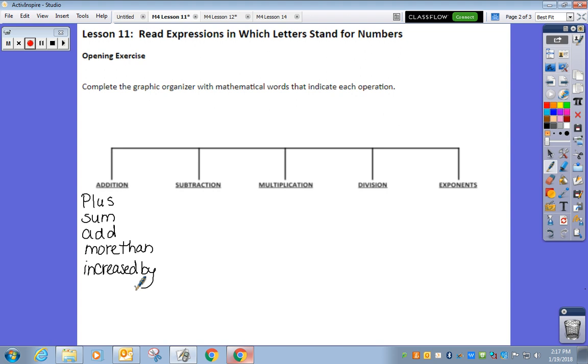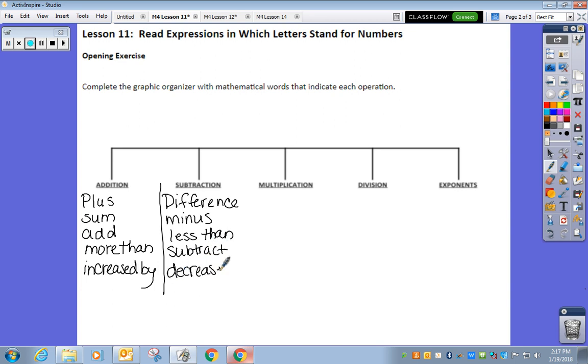So for subtraction, some words we use are difference, which is the answer to a subtraction problem, minus, less than, subtract, and decreased by. All subtraction words.